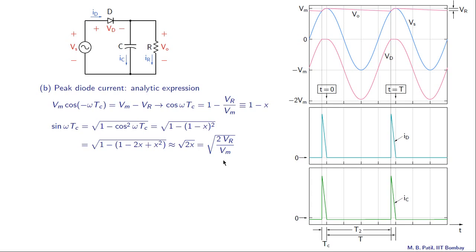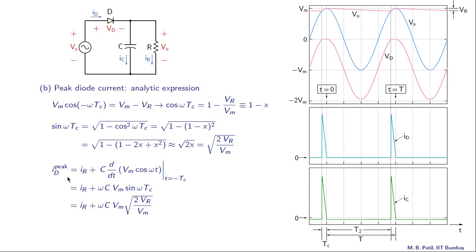And now you can use this result to get the peak diode current. It's IR plus C dVs/dt evaluated at t equal to minus Tc, and as we have seen in the last slide, this is the same as omega C Vm sin omega Tc, and the sin omega Tc can now come from this result, and that is what we get finally.